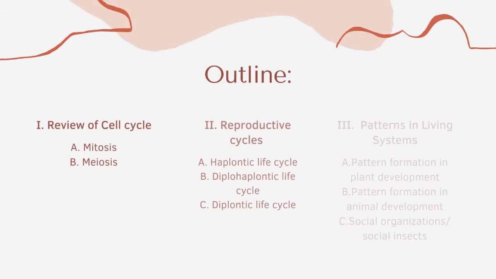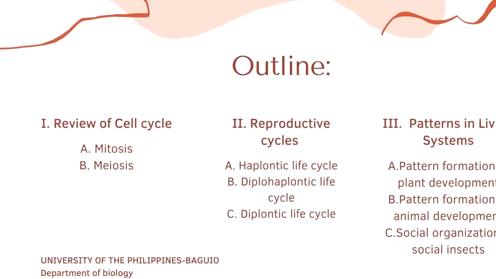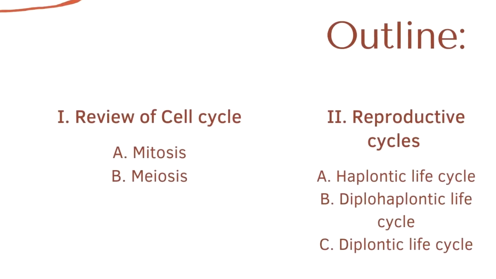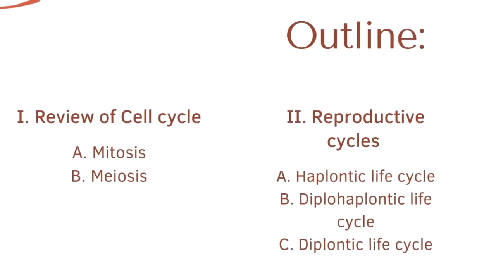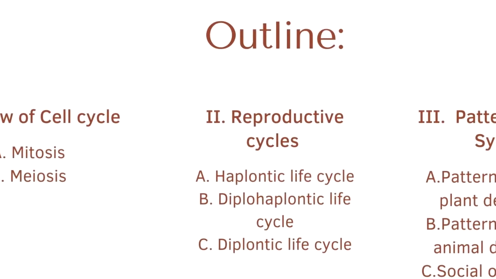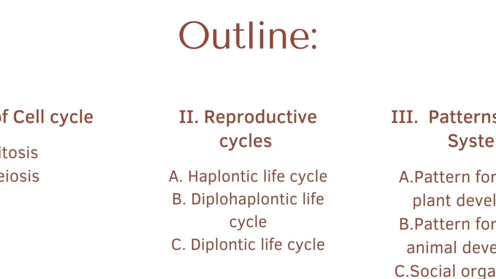Our outline in this presentation will be in 3 different parts. The first part of our lecture would be the review of the cell cycle. For the review of the cell cycle, we will go back to mitosis and meiosis, which you have already discussed during your basic biology, during your junior or senior high school period. For the second part, we will be going into the different reproductive cycles of organisms, specifically the haplontic life cycle, diplohaplontic life cycle, and diplontic life cycle.